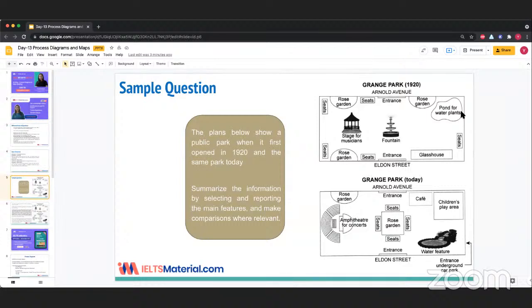So majority of the places have been reconstructed. So what are those places? Pond for water plants, then glass house, and then the fountain, stage for musicians. If you want to use one sentence, then you can take all these four categories and you can say that these have been converted into different types of arrangements. And you can also say that the entrance has been the same. The first entrance is opposite the Arnold Avenue and the second entrance is opposite the Eldon Street. That has not been changed.